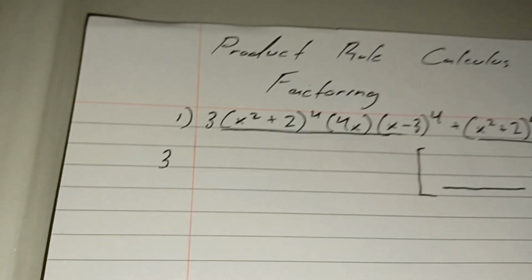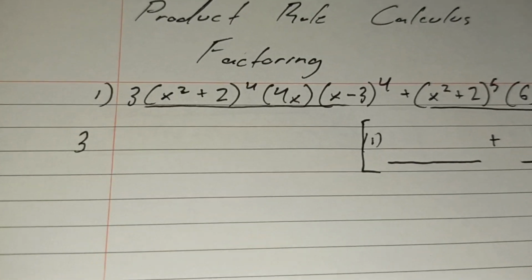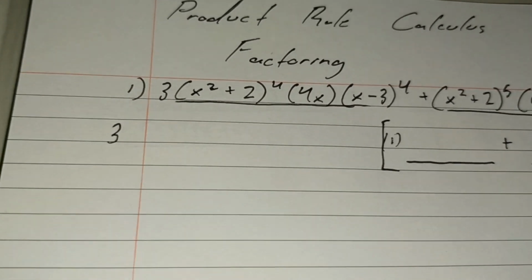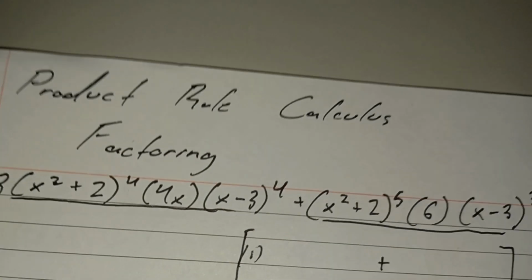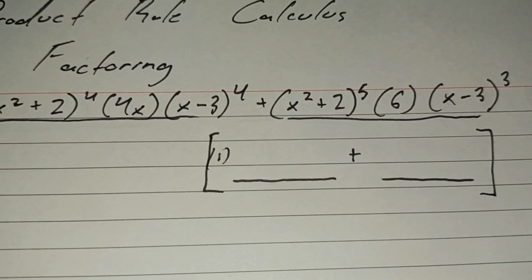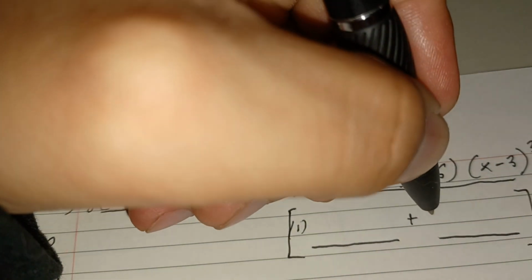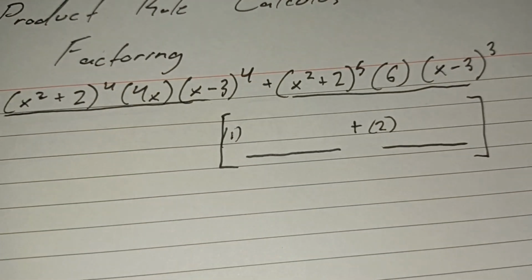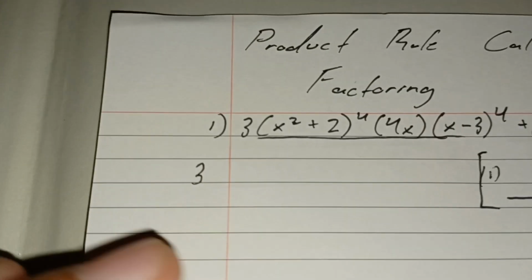3 times what is going to give us 3? 3 times 1 will give us 3. And here, we are going to factor a 3 out of the 6, and that is going to give us 2. When we factor the 3 out of the 6, that's going to give us a 2.